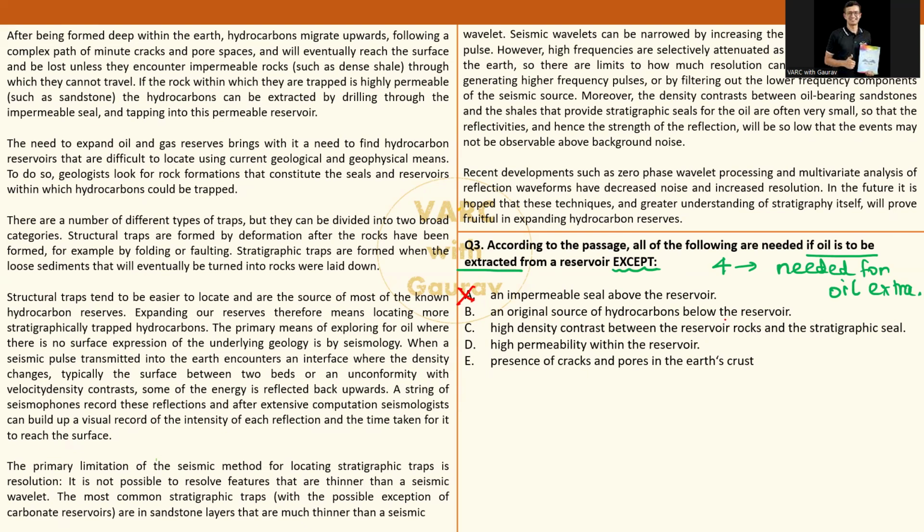Yes, obviously, तभी तो वहां से हाइड्रोकार्बन जब ऊपर राइज होंगे तो they will get stuck in the reservoir. It will be permeable and उसके ऊपर में there needs to be a seal of some sort. So yes, B is also needed. Out. Jumping options right now. D, high permeability within the reservoir.